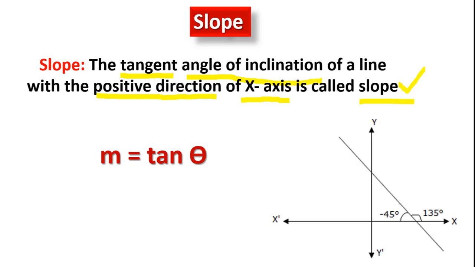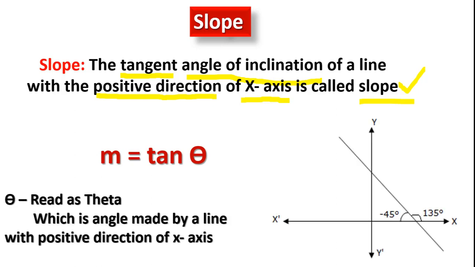Once look at the graph here. Once again, the definition is the tangent of the angle of inclination of a line. The tangent, that means tan, is one of the trigonometric ratios. When I am explaining about trigonometry, I will briefly explain about the tan. Till then, you should remember this is one of the trigonometric ratios. We can call it as tan. Here the angle is theta, which is the angle made by a line with the positive direction of x-axis.